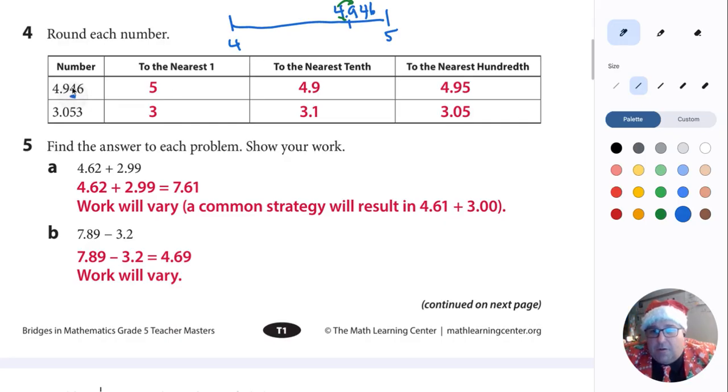So the nearest 100th, I see a 4. Go behind it, we see a 6. 6 is 5 or more, so this is going to turn into a 5 because it's closer to 5. And again, if I'm rounding to the 100th, I just end at the 100th, and we're done.